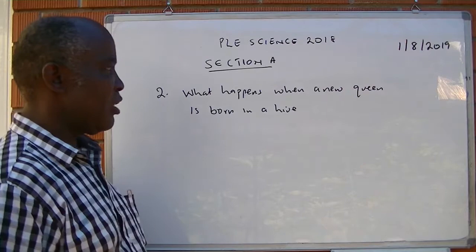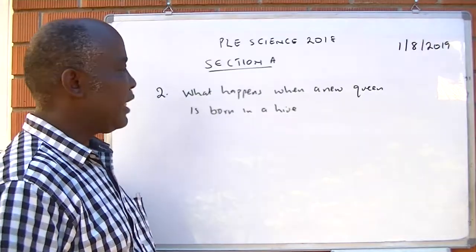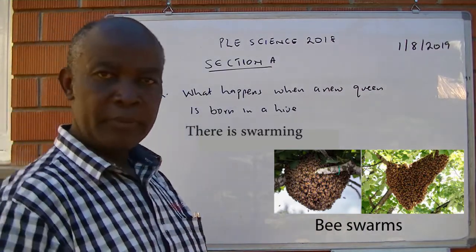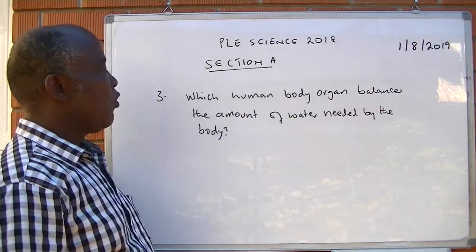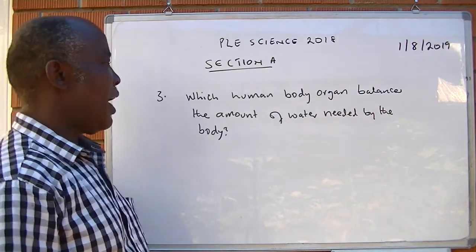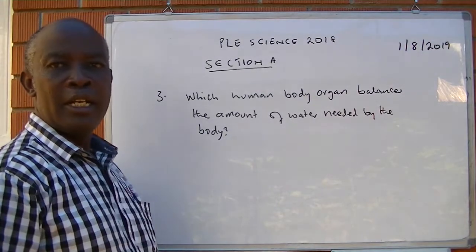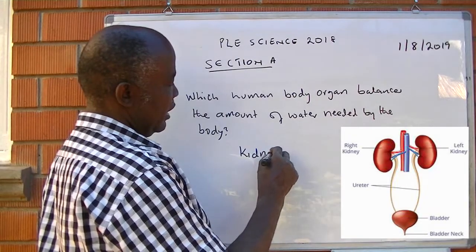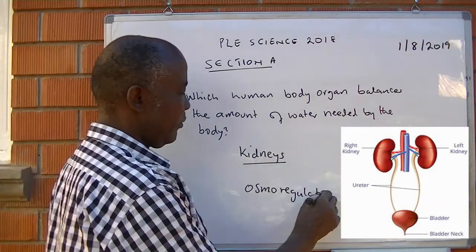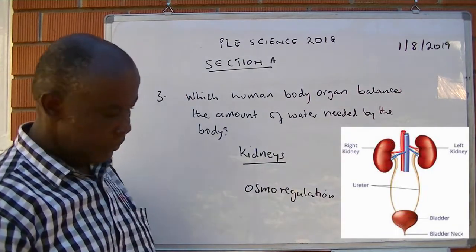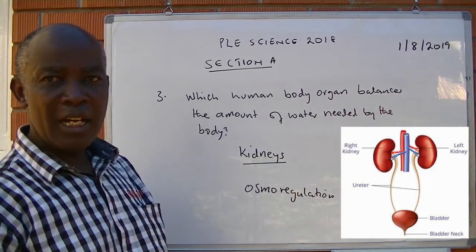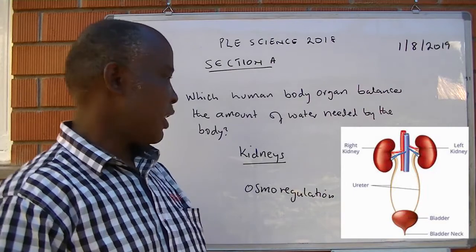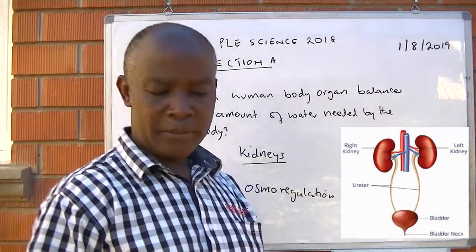2, what happens when a new queen is born in a hive? There is swarming. Number 3, which human body organ balances the amount of water needed in the body? These are kidneys. Balancing the water in the body is called osmoregulation. It's done by kidneys.